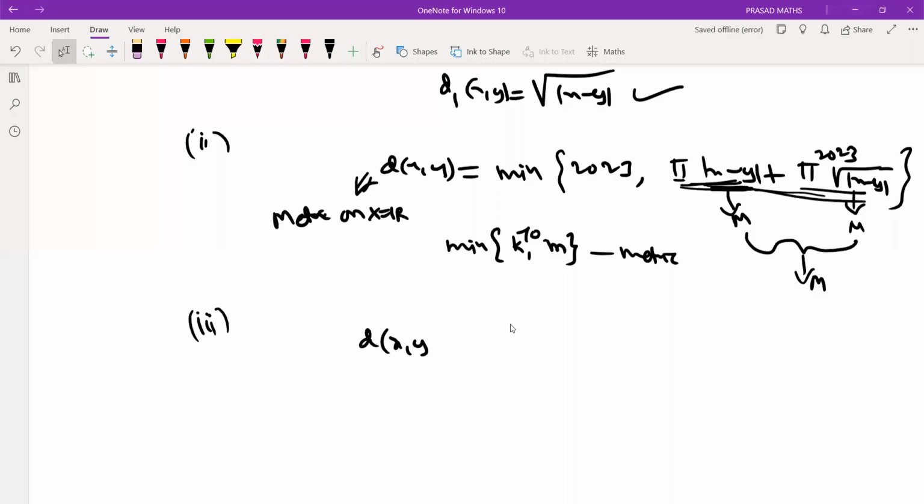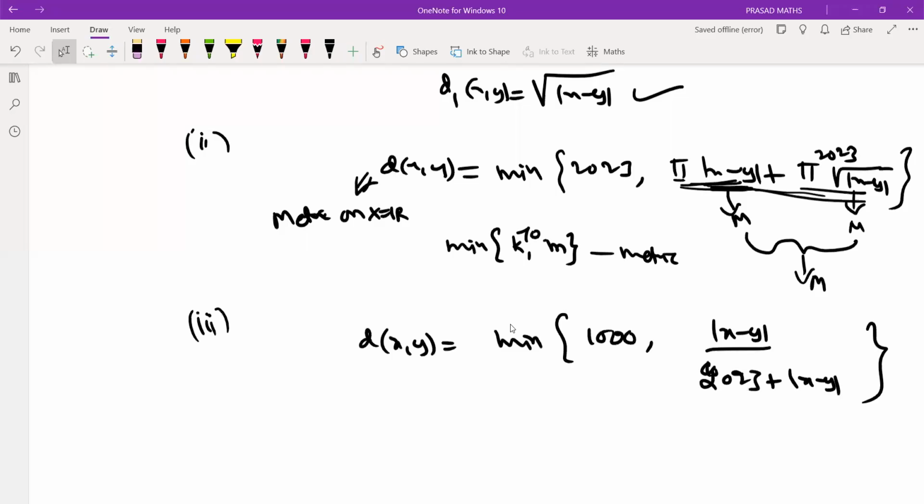సో ఇదే ప్రాబ్లం ఇట్లా కూడా చేయొచ్చు. Minimum of 100,000 comma mod of x minus y by 2023 plus mod of x minus y. Is it a metric? Yes, we have seen it yesterday. This is a metric. So automatically this total is a metric.